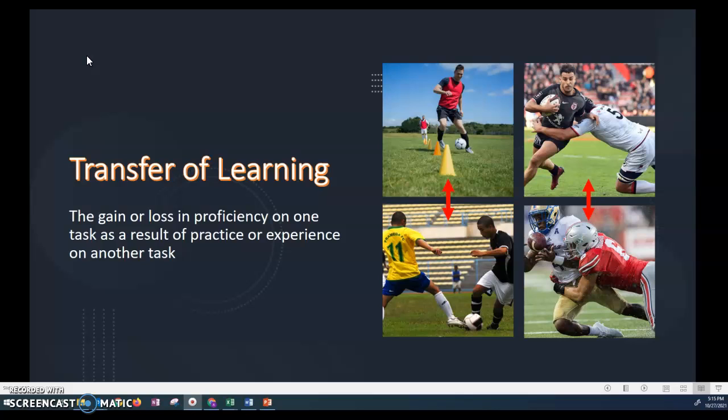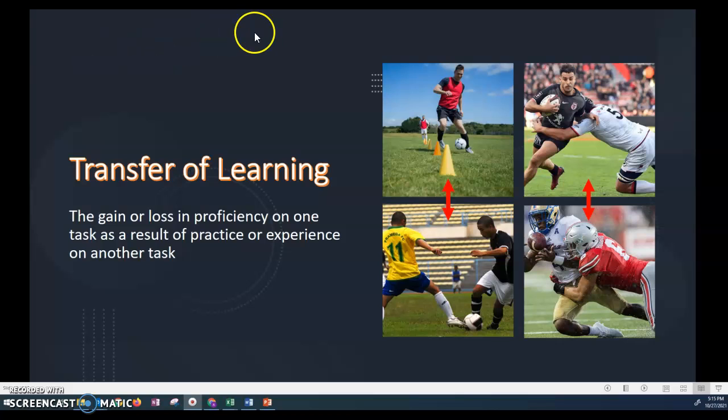But switching gears here, transfer of learning, we kind of talked about it a little bit when we talked about retention and transfer tests. So remember when we talk about retention, it's being able to perform that same skill that we had just practiced within the acquisition blocks. And then transfer was a slight variation of that skill. So being able to transfer knowledge is something that we're testing right there. And so what we mean by transfer of learning is this gain or loss in proficiency on one task as a result of practice or experience that you have in another task.